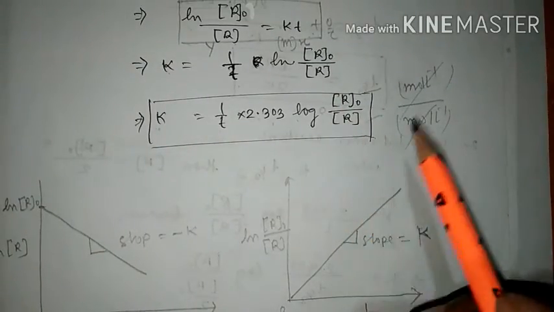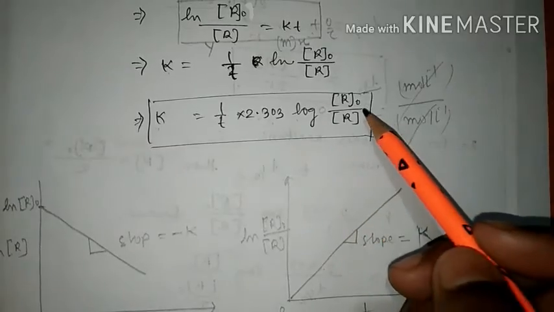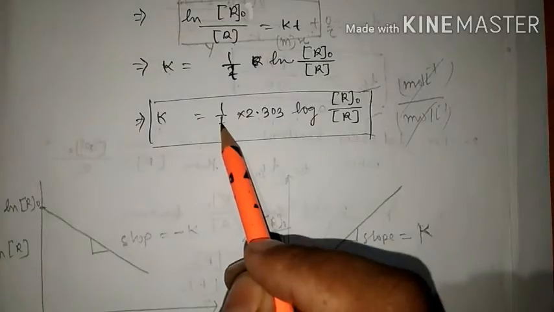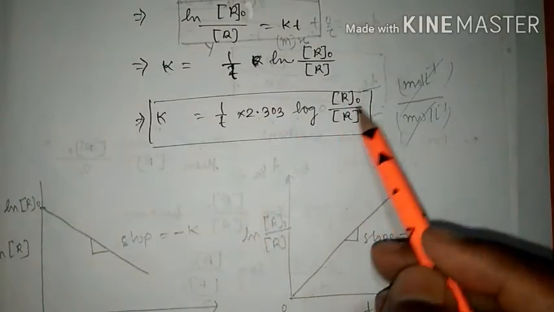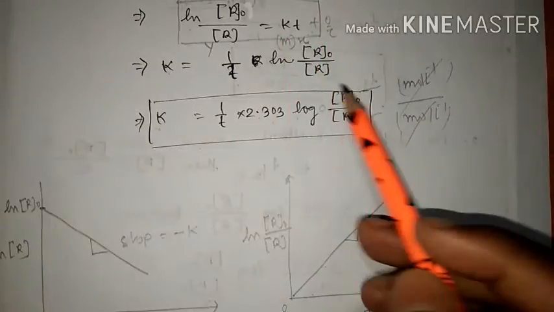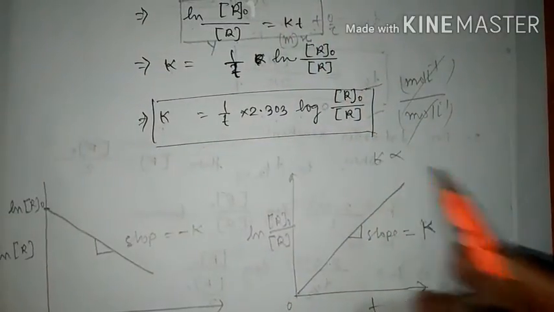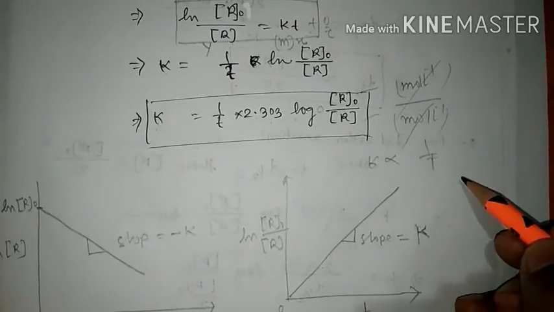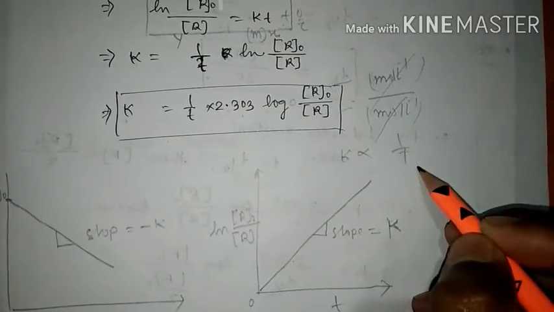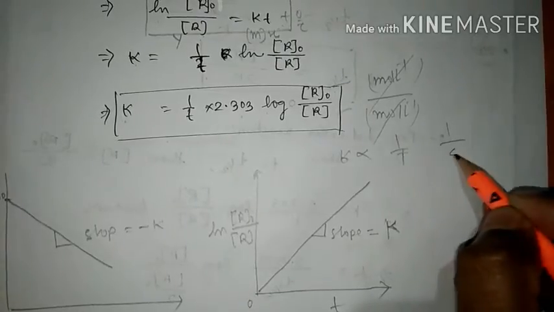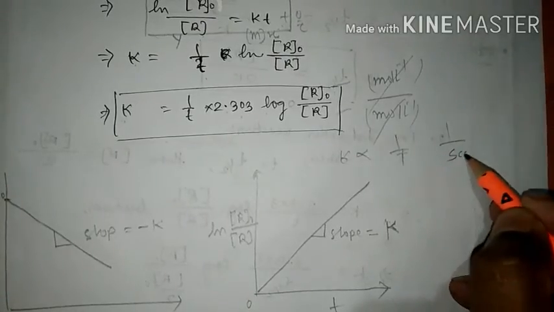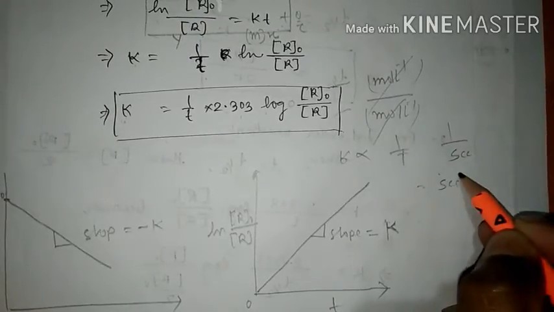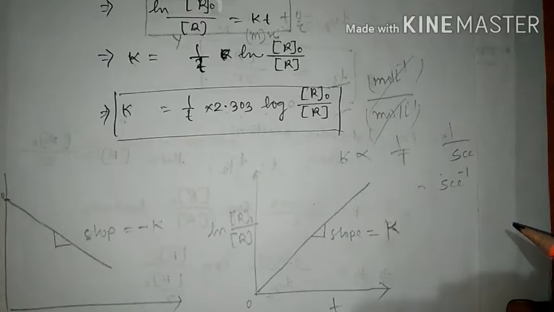That means in the sense of the constant, K becomes 2.303 by t. t is the time. No extra concentration, no extra term is there. That's why K becomes proportional to 1 by t, and t is the time. If we take the unit of t as second, then it becomes 1 by second, equal to second inverse. That's why I've written it here.